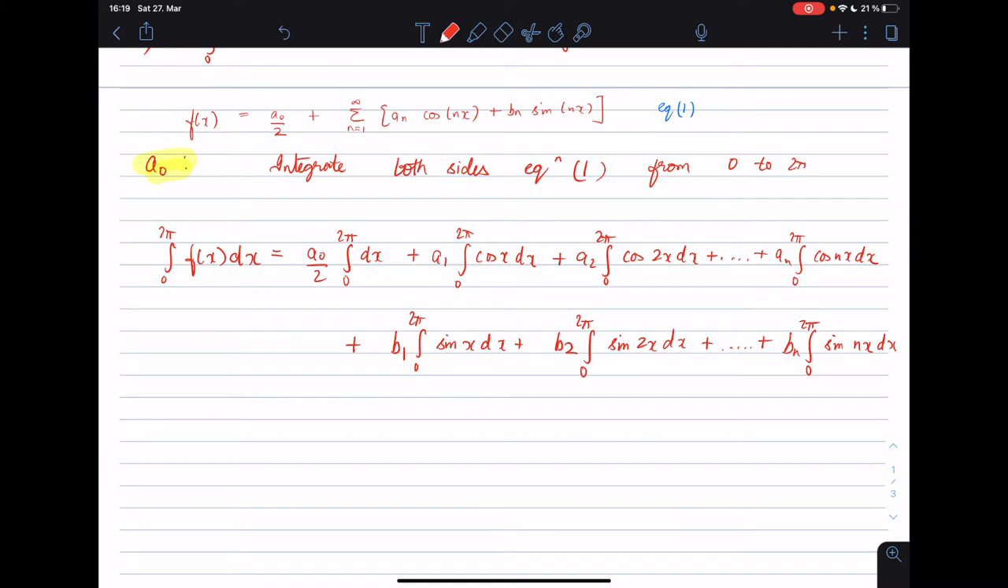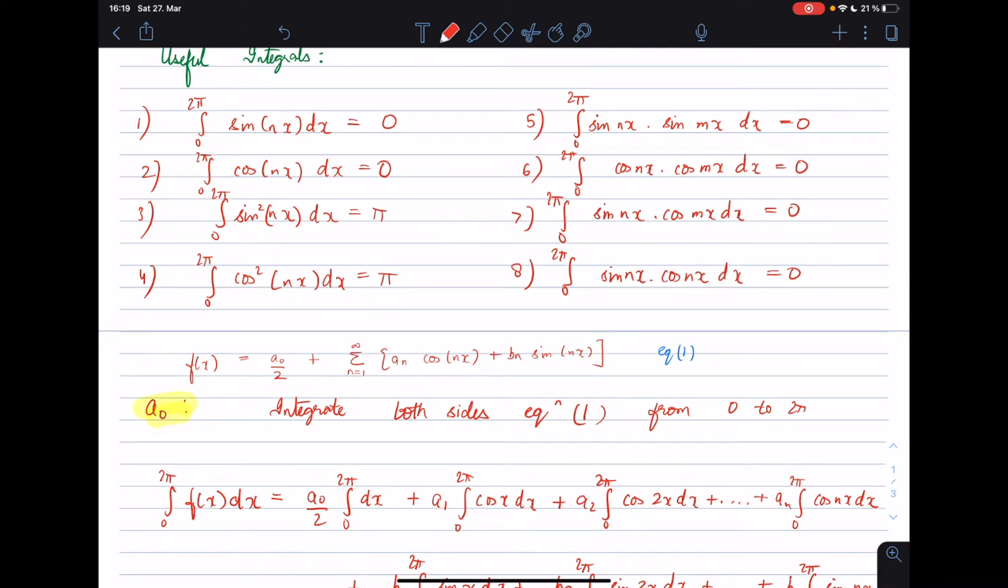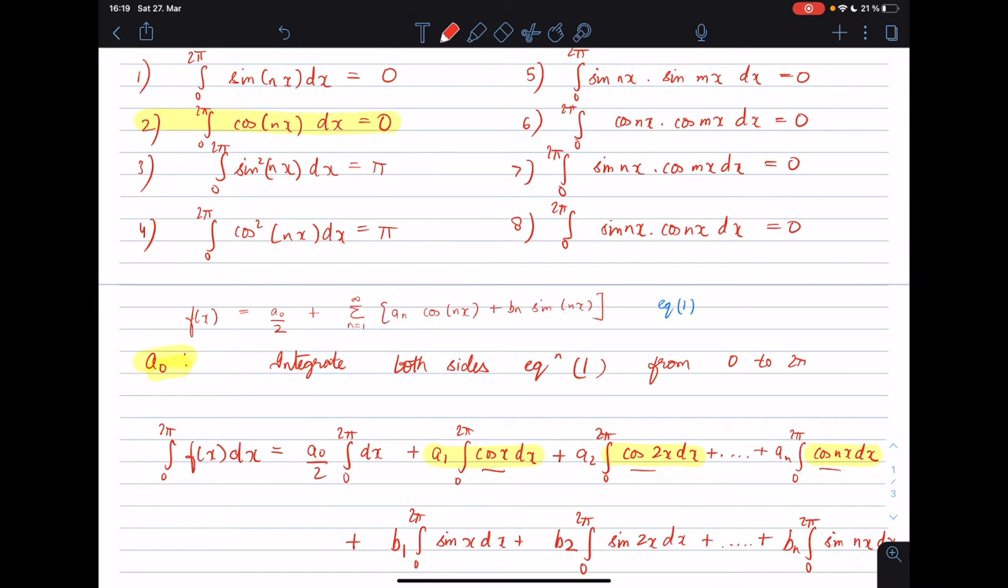And now what we can see here is that the integrals corresponding to the cosine terms, over here and over here, are all 0. Why is that the case? Because as I said earlier, we will be using these useful integral formulae, and here we can see that the integral of cosine nx from 0 to 2 pi is equal to 0. So here we have cos x, cos 2x, and cos nx going from 0 to 2 pi, and all these terms are 0. So therefore, all these terms we can write as 0.